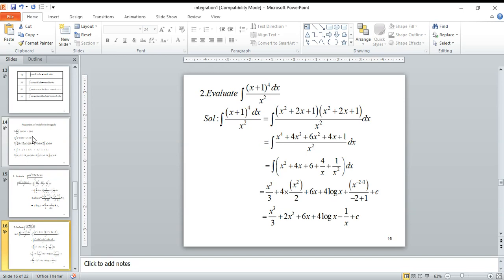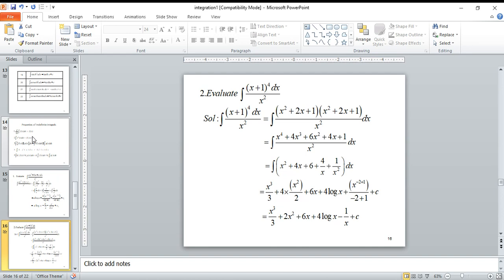Next question, evaluate x plus 1 whole power 4 by x square dx. Numerator is a plus b whole power 4 formula. Divide into two parts, that is x plus 1 whole square into x plus 1 whole square. Write the a plus b whole square formula. So a square plus b square plus 2ab, that is x square plus 2x plus 1, and the second one is x square plus 2x plus 1 by x square into dx.